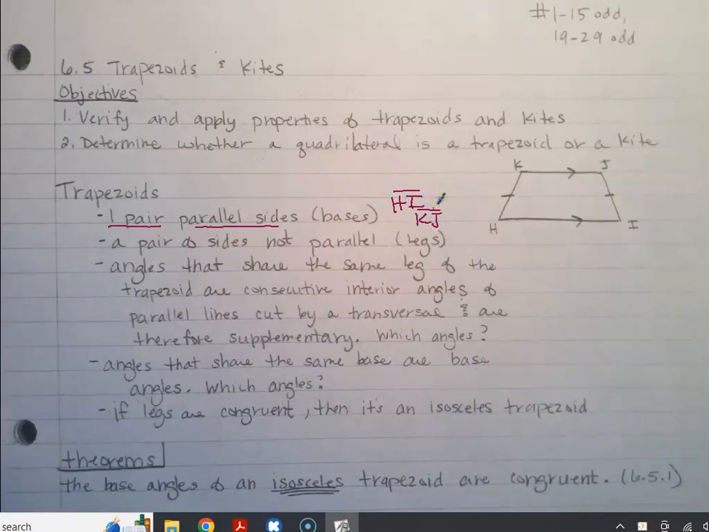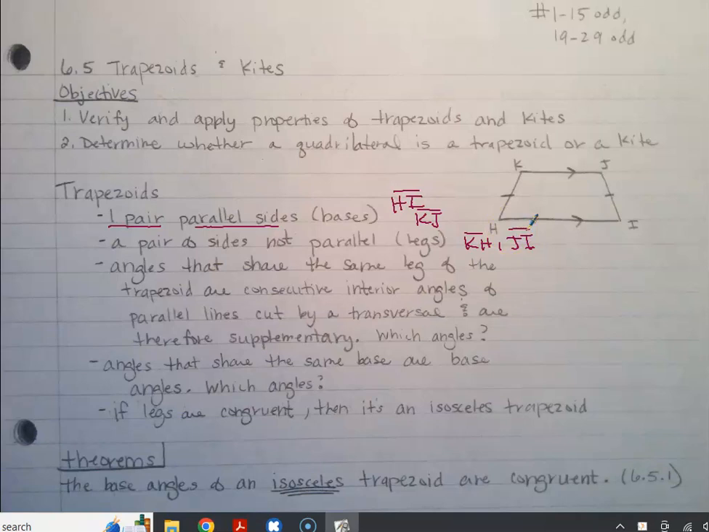They have a pair of sides that are not parallel. Those are our legs. What are the legs? KH and JI. Perfect. Oh, that says JH. It's just a sideways I.